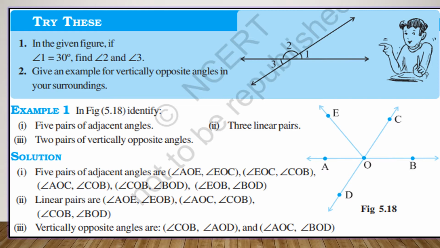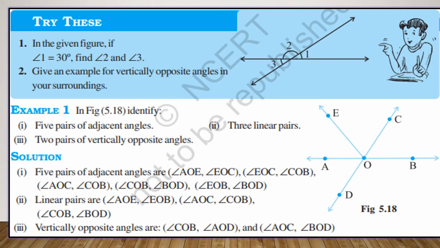Then, what is the relationship between 1 and 2? 1 and 2 are linear pair angles. Linear pairs are supplementary. Therefore, angle 2 is equal to 180 minus 30 degrees, which is equal to 150 degrees.